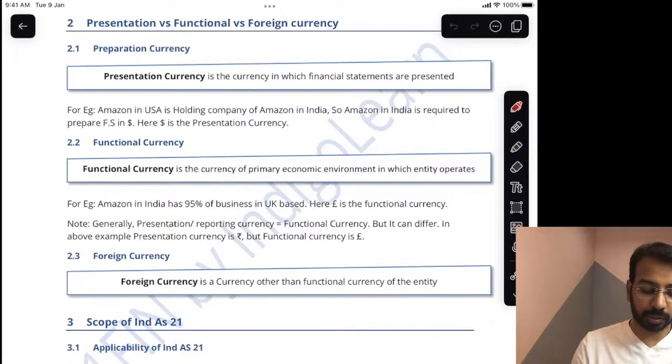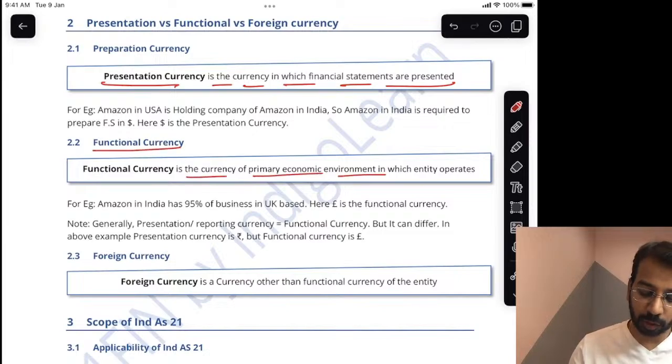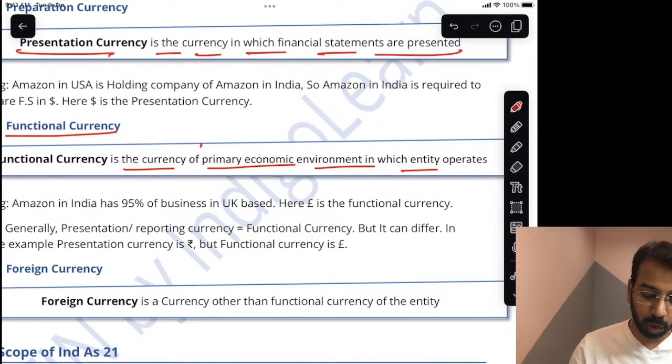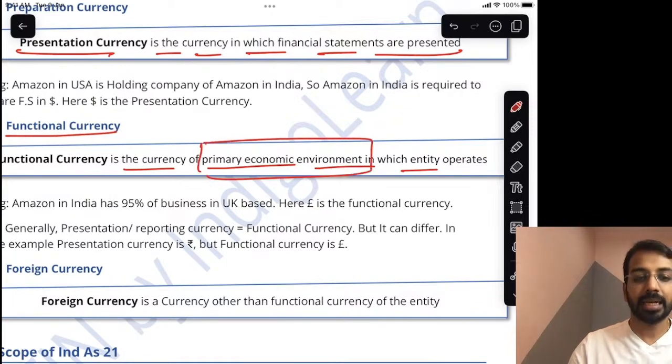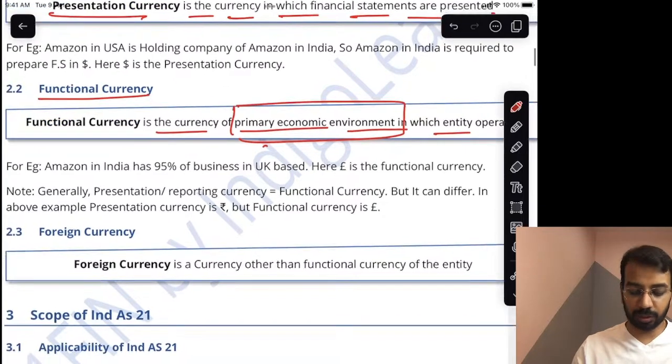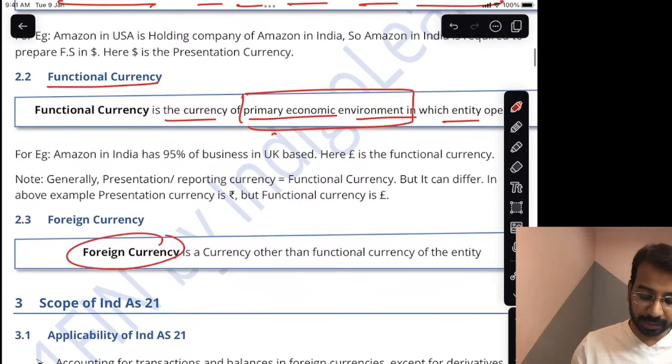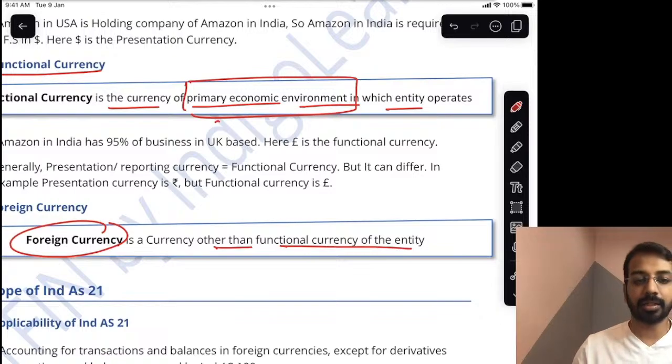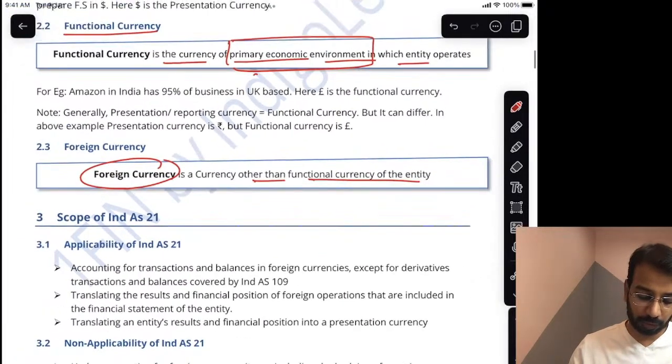So what we have understood is that the presentation currency is the currency in which the financial statements are presented. Functional currency is the currency of the primary economic environment in which the entity operates. So whatever is the primary economic environment in which the entity operates, that is the functional currency. This will be given to you in the examination. And foreign currency is a currency other than the functional currency. So whatever is the currency other than the functional currency, that is called the foreign currency.